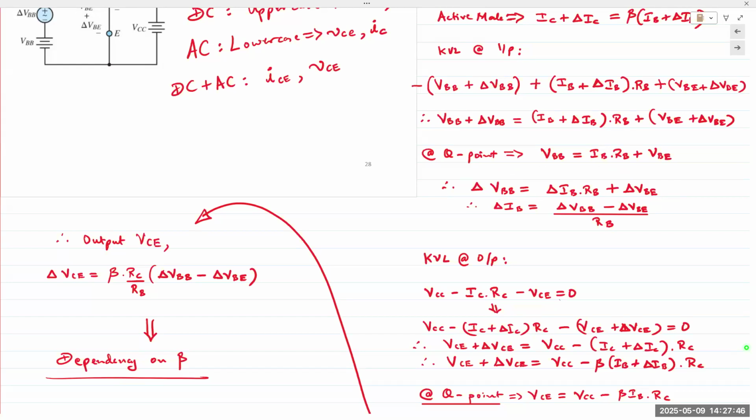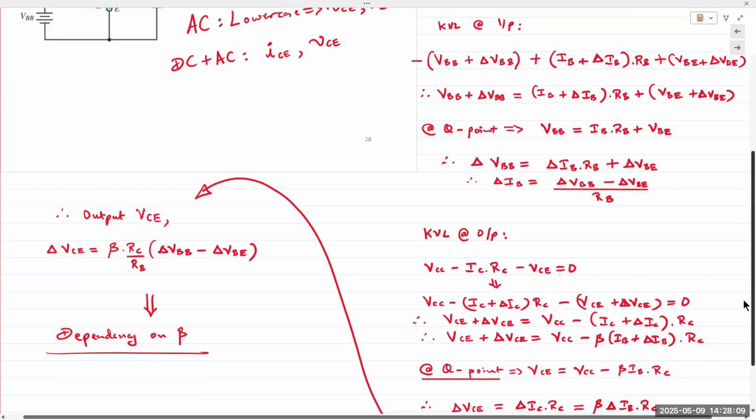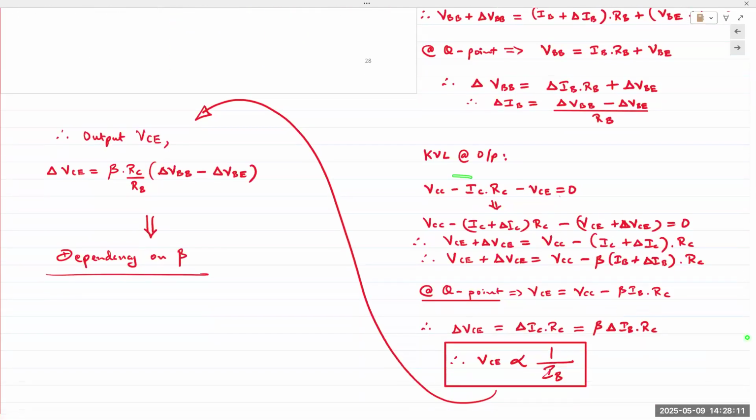And so if we rearrange the terms, we can obtain an expression for delta IB. The AC component of the input current, delta IB, is given by delta VBB minus delta VBE over RB. In the same manner, if you apply KVL at the output, we obtain VCC is equal to ICRC plus VCE. Again, IC has an AC component, and so does VCE.